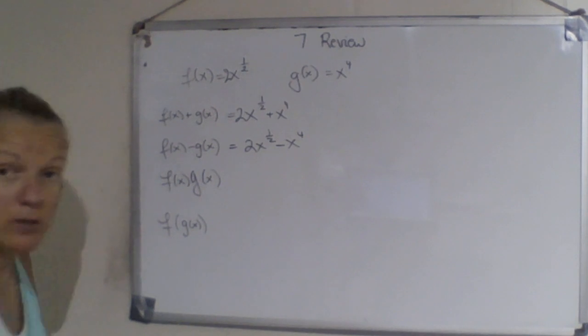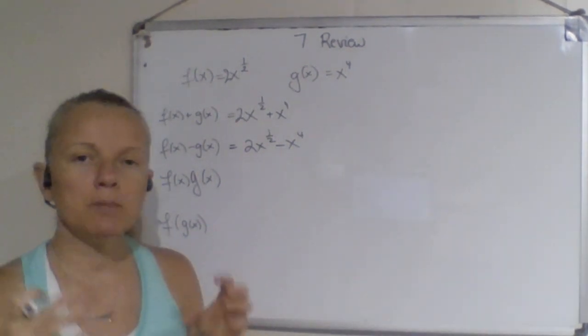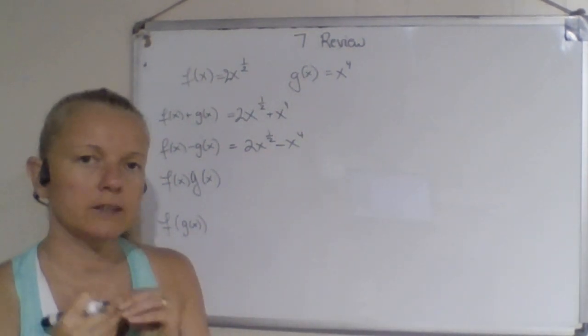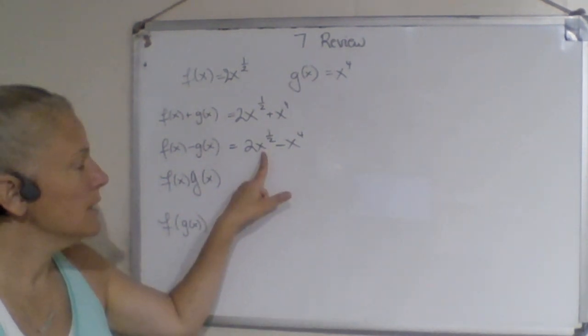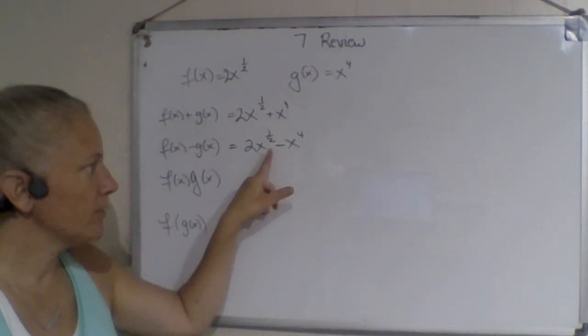And you're done. That's how we subtract two functions. Sometimes you can combine terms. When you can combine terms, you're supposed to. But here I can. This is an x to 1/2, and this next is x to the 4th.